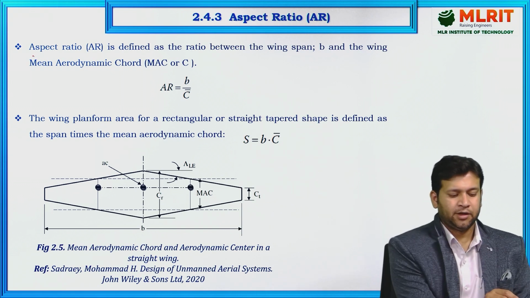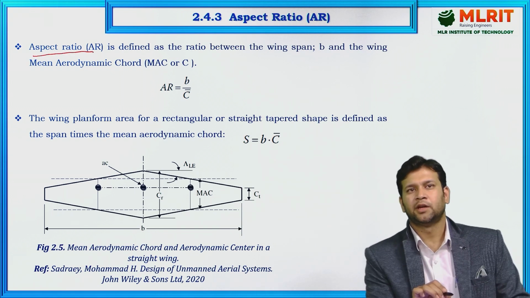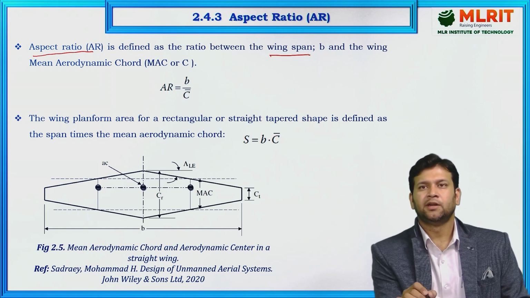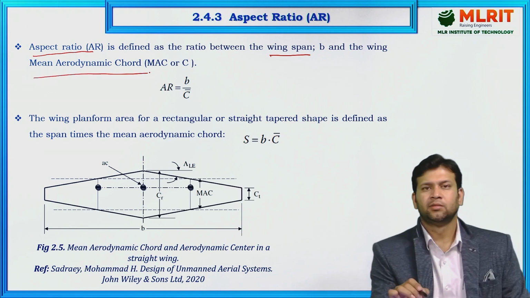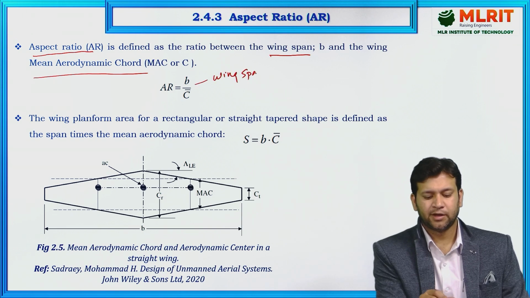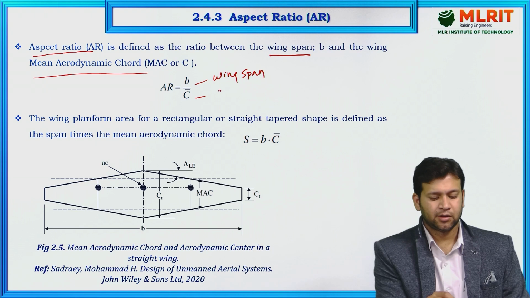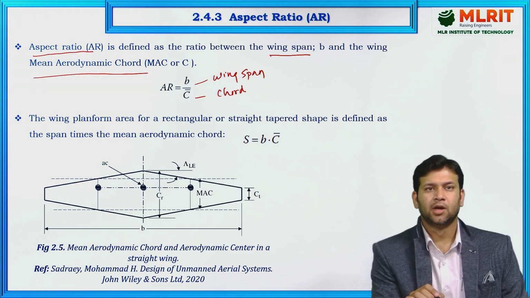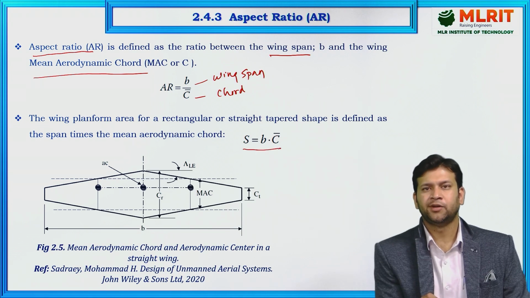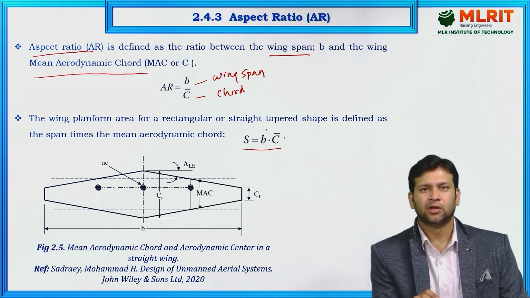Next, the very important term in wing design is aspect ratio. Aspect ratio is defined as the ratio between wingspan and the wing aerodynamic chord. AR equals B upon C. This B is wingspan and this C is chord length. The wing planform area for a rectangular or straight tapered shape is defined as the span times the mean aerodynamic chord, which is S equals B into C. B is wingspan, C is chord length.